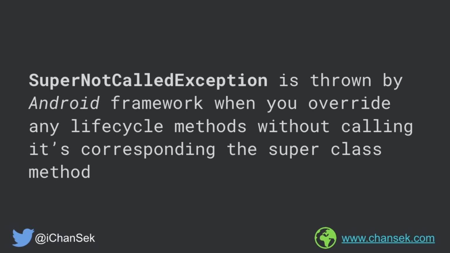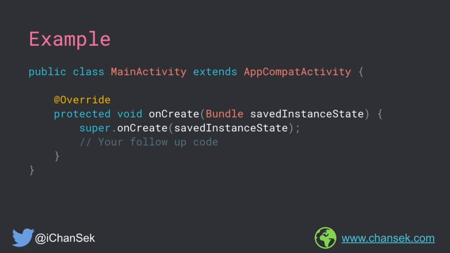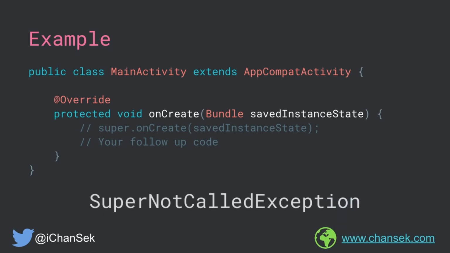So let's see one example like this. Here is my main activity where I have overridden the onCreate lifecycle method, and as you can see I have called super.onCreate in the first line, and then I have written my follow-up lines of code. For some instance, let's try to comment this out, or just imagine that you have forgotten to call super.onCreate of saved instance state. In that case, you might get SuperNotCalledException.